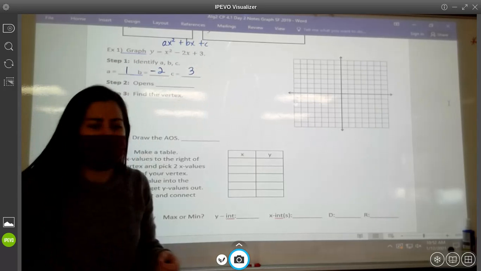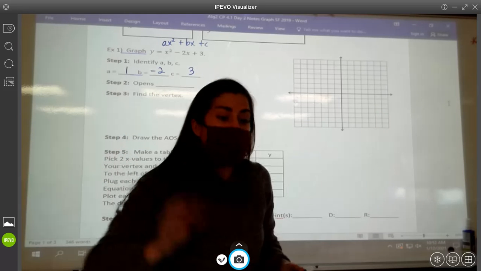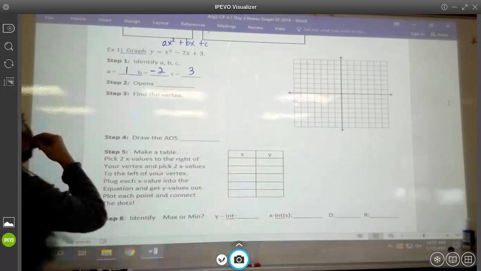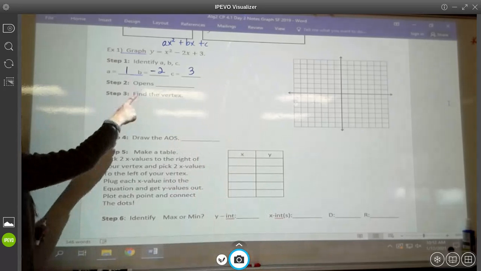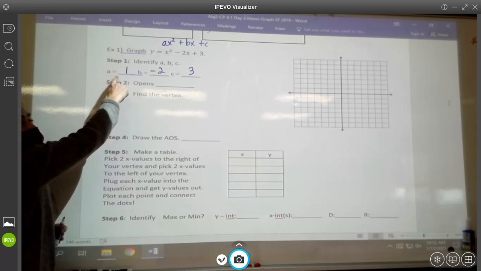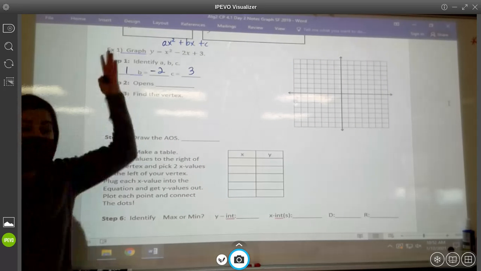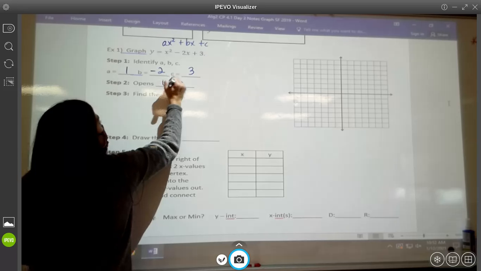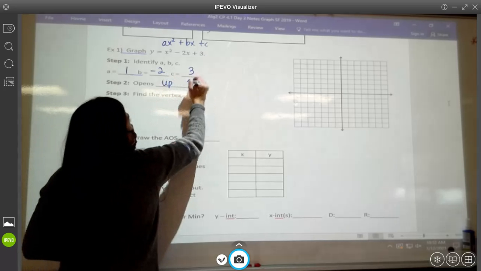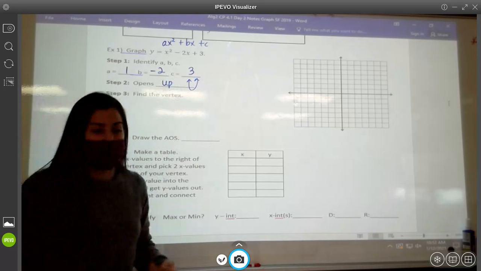I think it helps to identify them right away because you're going to have to use some of those numbers. All right, does this parabola open up or down? Well, if a, the number in front of x squared, is positive, we know the parabola is going to go up. So we already have a visual as to what this parabola should end up looking like, okay?